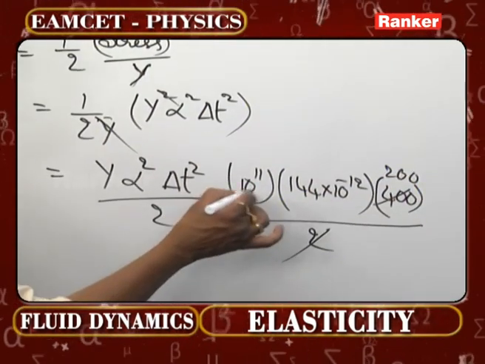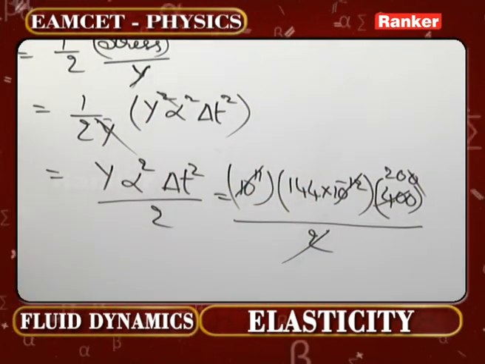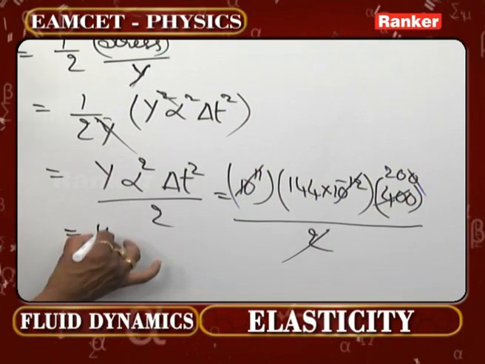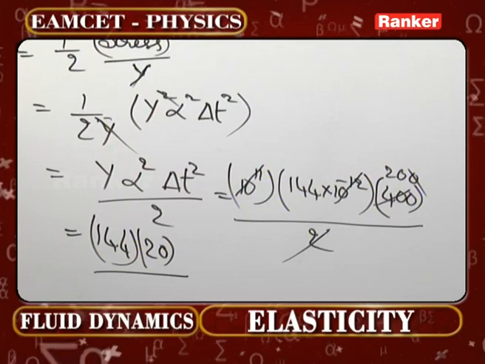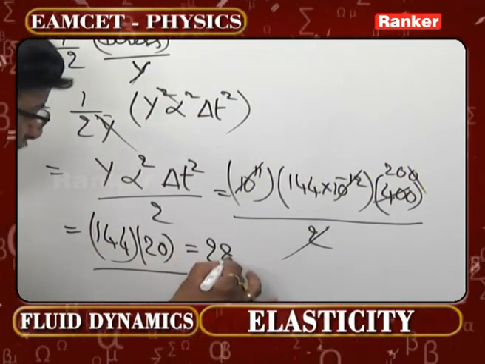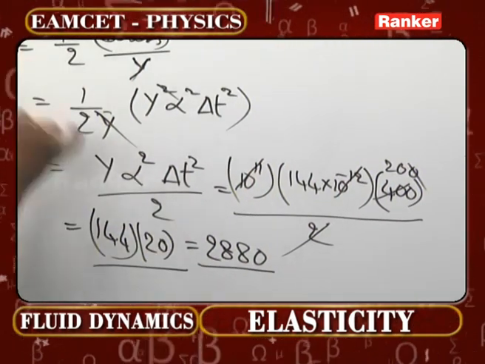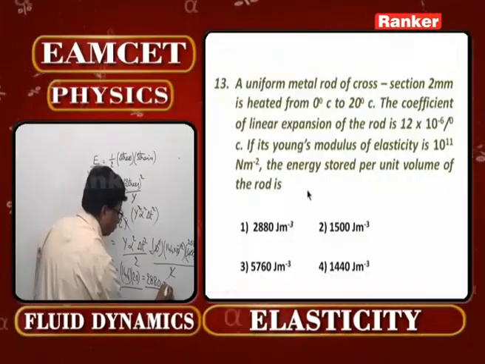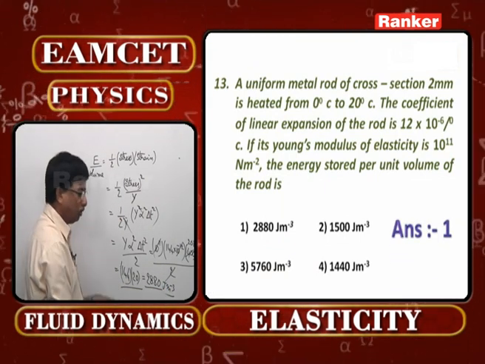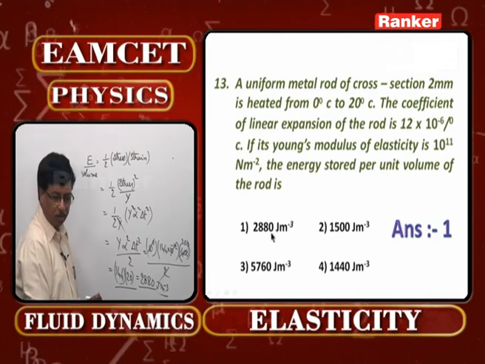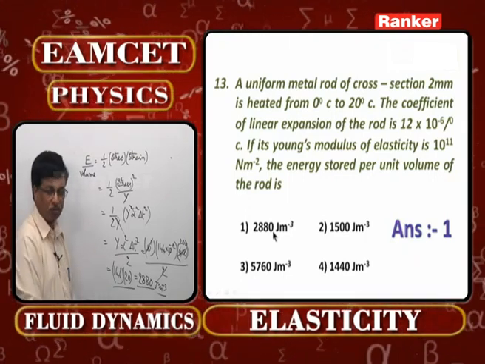Now you can check this way, 10 power 11 and one more 0, 10 power minus 12 you can cancel. What is now left over there? 144 into 20. 144 into 2 is 288. So your answer must be 2880. That is going to be the value of energy per unit volume, of course joule per meter cube. That is the general concept you have to remember. So what is the corresponding option that is correct over here? 2880. The very first option is going to be correct for this question number 13.